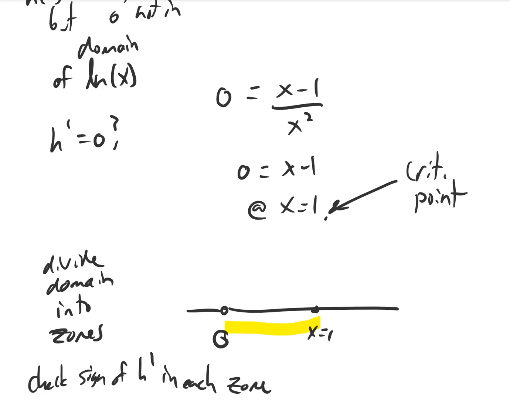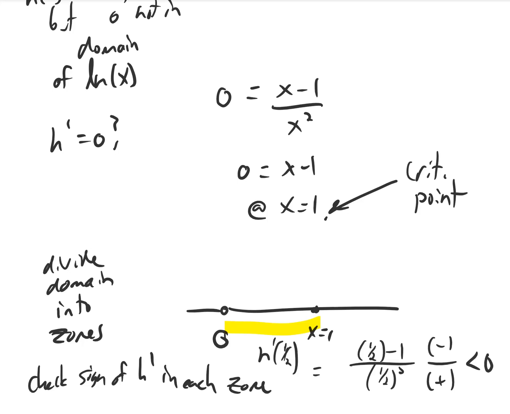Let's try h prime of 1/2. All right, so let's see. H prime of 1/2, that's 1/2 minus 1 over 1/2 squared. So the bottom is positive and the top is negative. So this is negative.